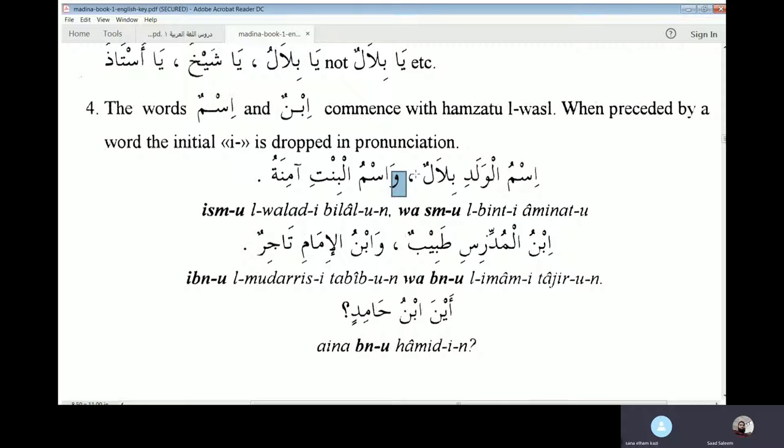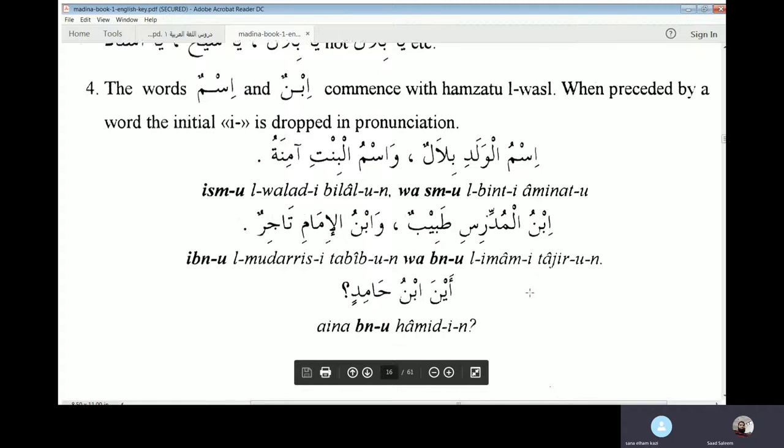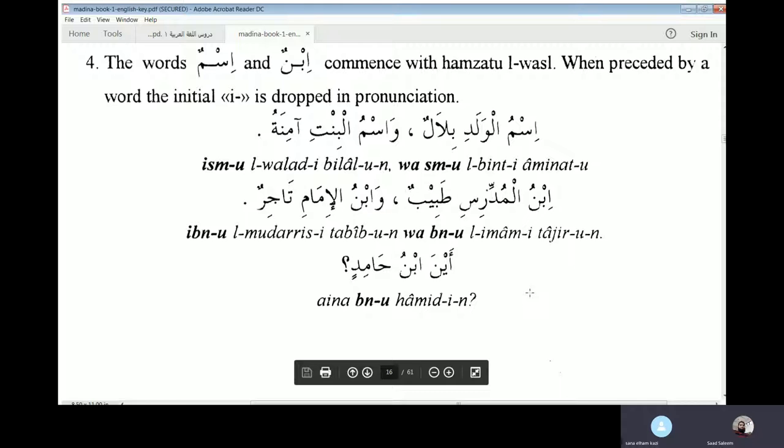The next word is ibn, as you mentioned. Ibnul mudarrisi tabibun. So wabnu, the initial vowel of ibn is dropped. Wabnul imami tajirun. Same thing. Aina ibnu Hamidin.